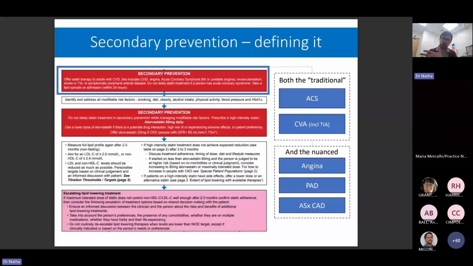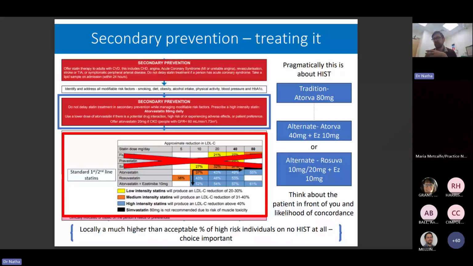The treatment dogma has always been, start with the atorvastatin 80, and for the vast majority of people, that should still be the tradition. But the nuance that we want to bring into it is that you may have individuals in front of you with very, very poor treatment compliance, very, very poor treatment concordance, who have a wide variety of adverse effects from medications not related to statins whatsoever, where we want to think about alternatives.